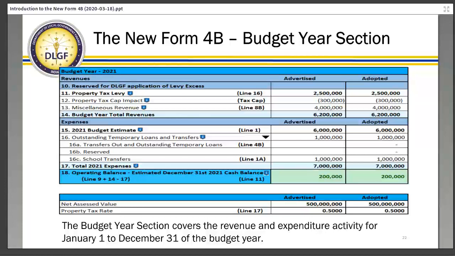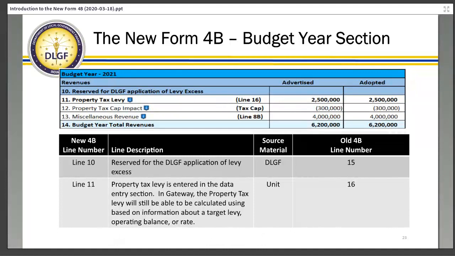We'll also see that the department will make clear what your AV and your property tax levy are, so below the form itself, we're still going to be able to present to you the calculations we'll be using to arrive at your property tax rate. Okay. But let's take a look at the revenues subsection. Line 10 is going to continue to be a reserved column for the DLGF application of any levy excess. That used to be on line 15. Now we have it on line 10 as a potential revenue source for a unit.